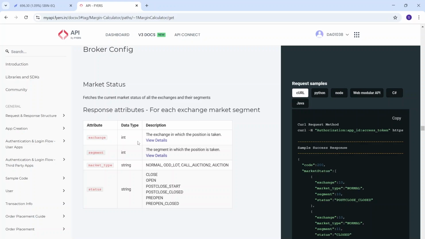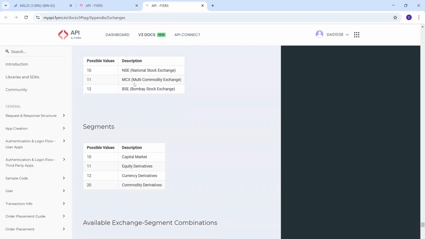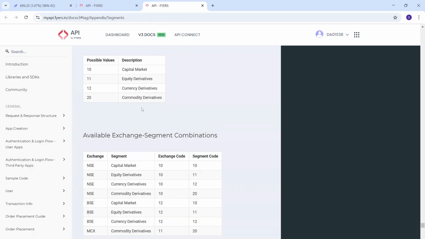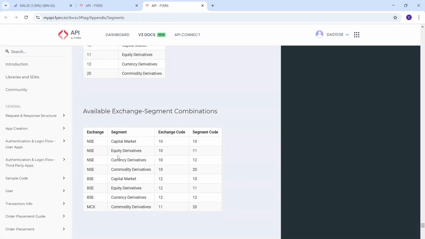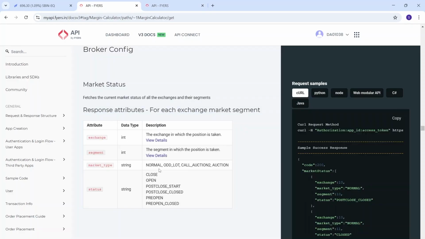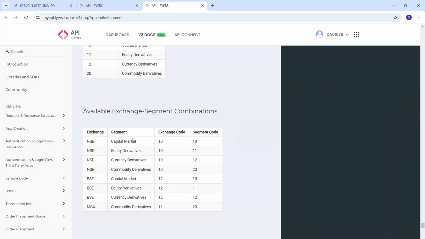Essentially, you can get different exchanges here, so you can click on the details and we have these segments, which are essentially your capital markets, your equity derivatives, your currency derivatives. So basically the NSE exchange, the BSE exchange and the MCX, and for all of them you have different segments. As you can see here, we have capital markets, equity derivatives, currency derivatives, commodity derivatives, and similarly for BSE, and we have the MCX. And this is how they have coded it internally, the exchange code and the segment code. So now we have a fair understanding.